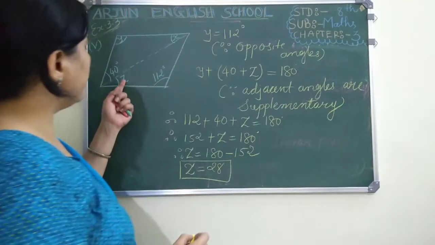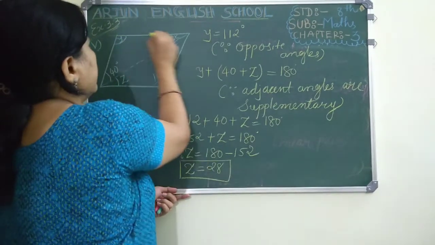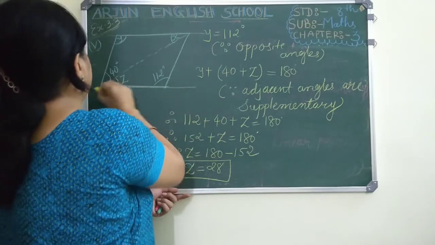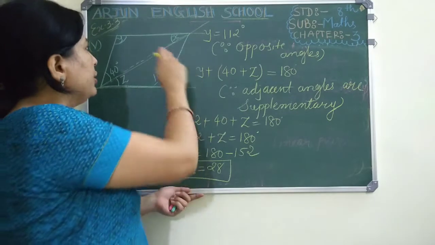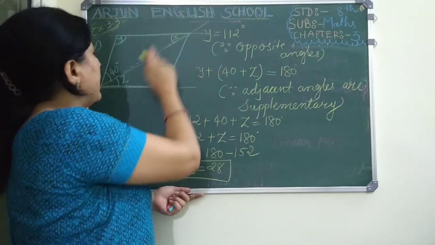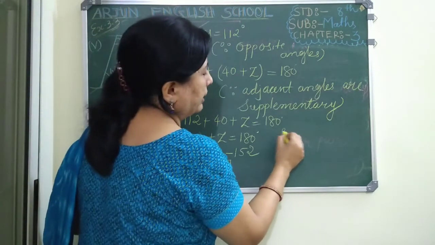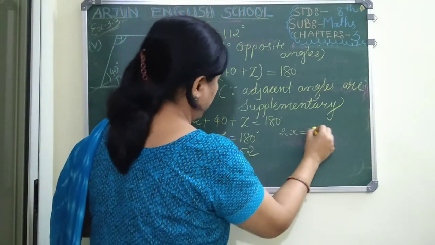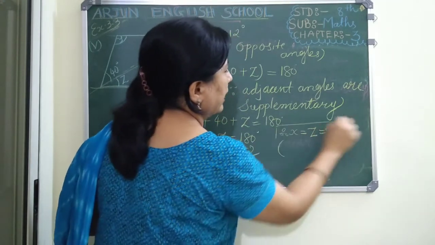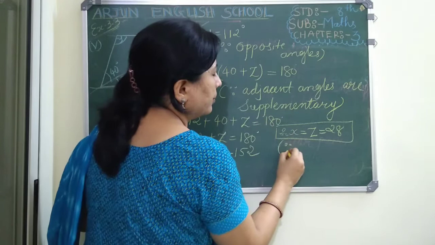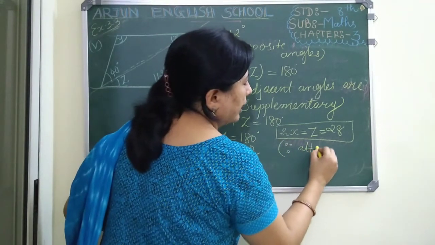If z is equal to 28, then x is also equal to 28. Because you can see that these are two parallel lines and this one is the transversal. And because of this transversal, we can say that x and z are alternate angles. So here I am writing that x is equal to z is equal to 28, and in brackets I can write alternate angles.